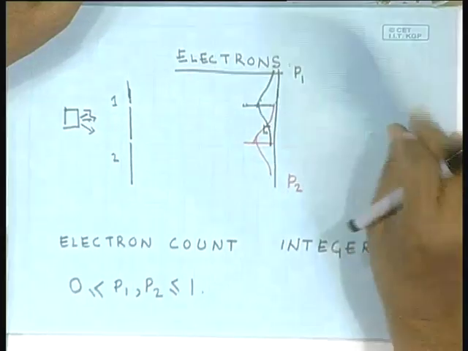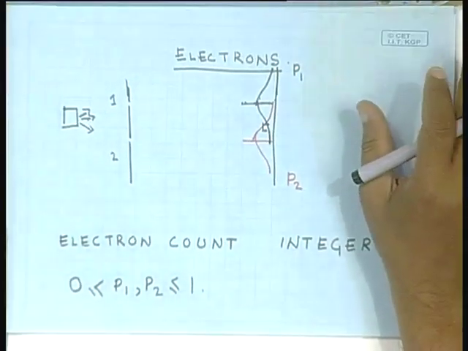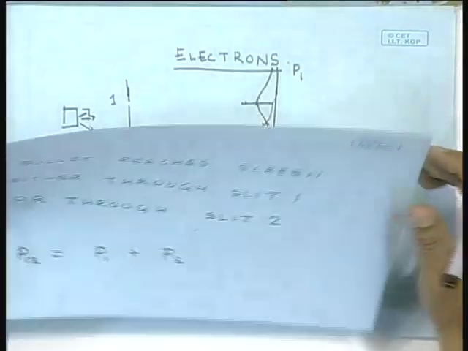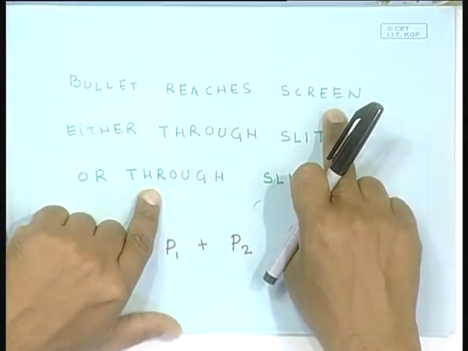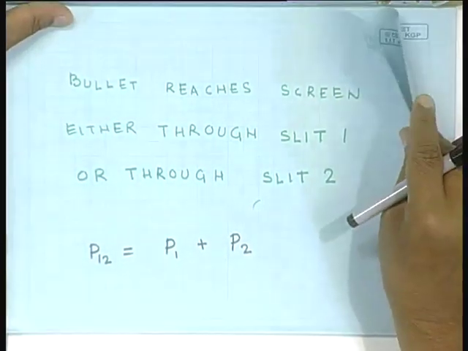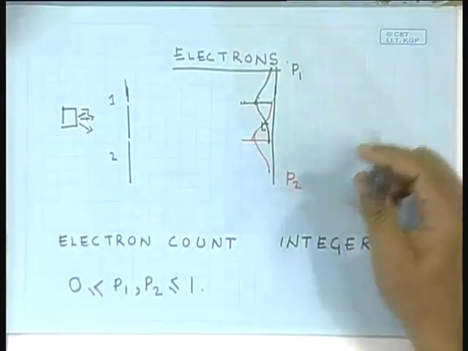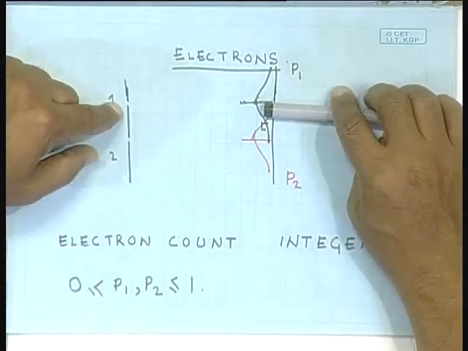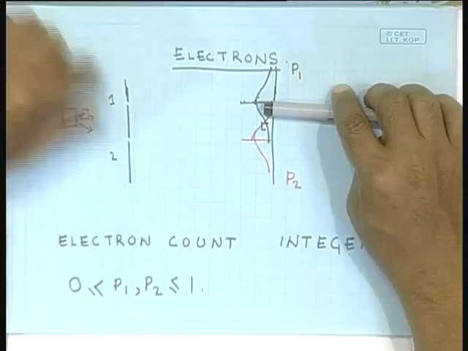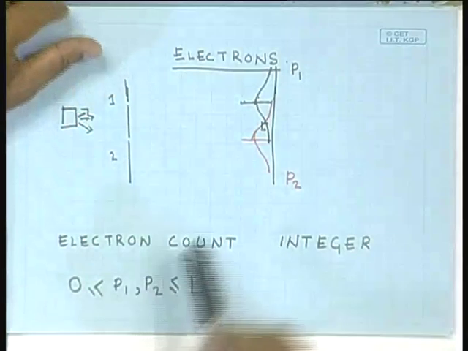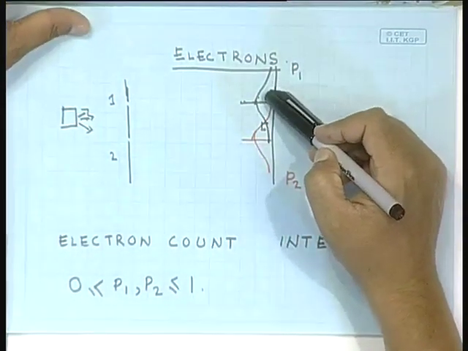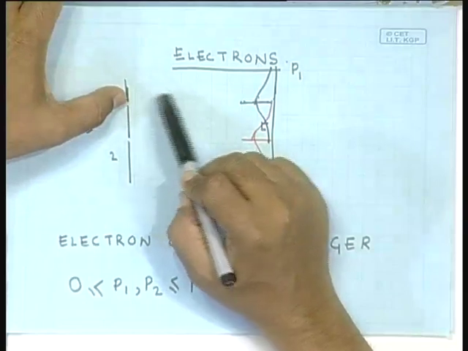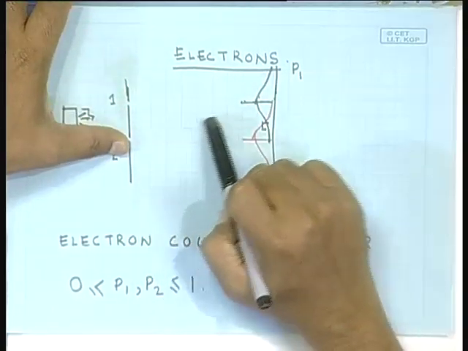So, if you believe, like the bullets, that the electrons reach the screen either through slit 1 or through slit 2, so that if I detect an electron here, it should have come either through this or through this, then I can say that the total probability of the electron arriving here is the probability of the electron arriving through slit 1 plus the probability that it arrived through slit 2.